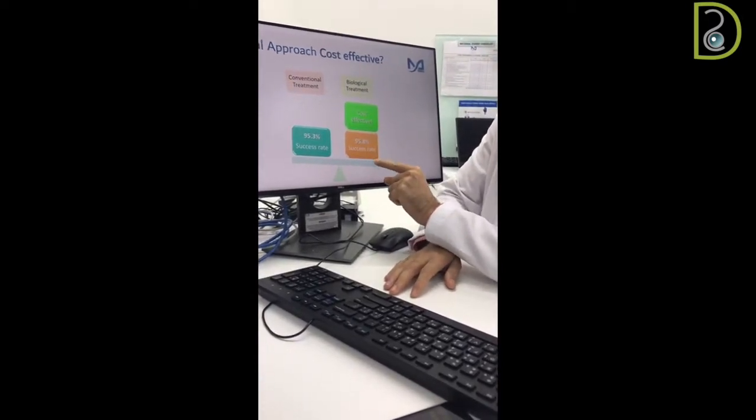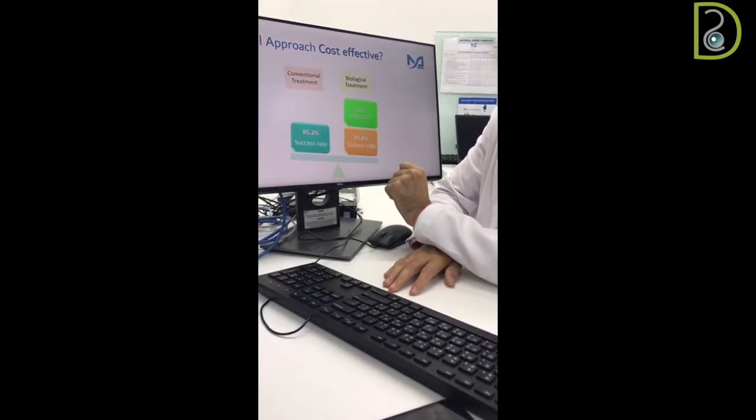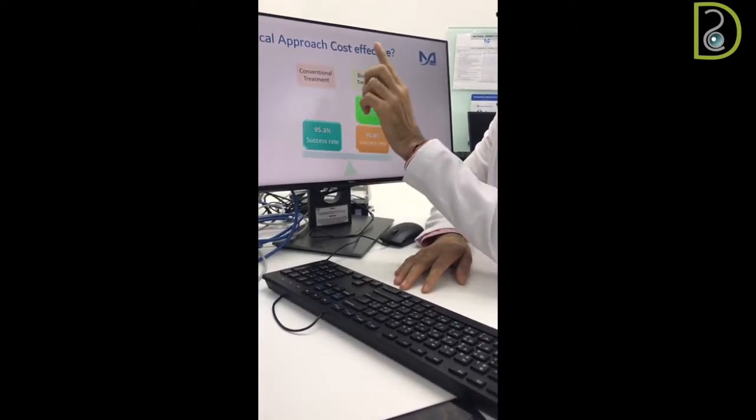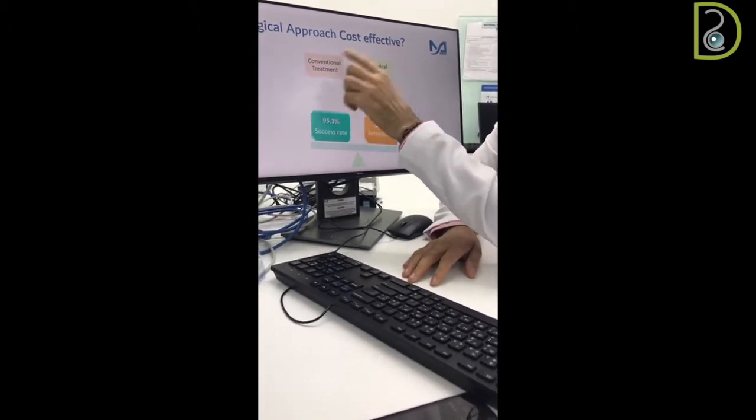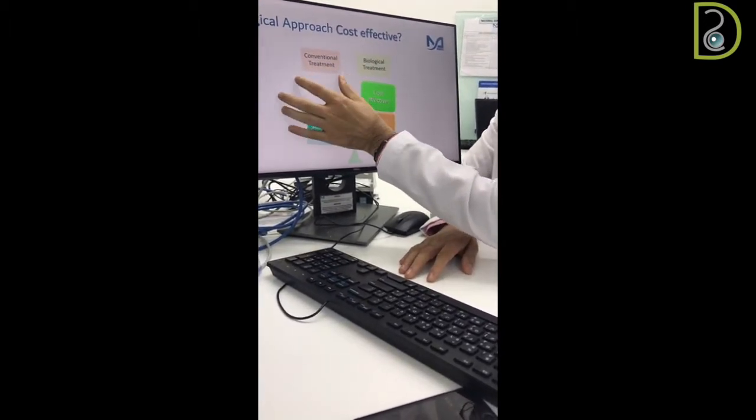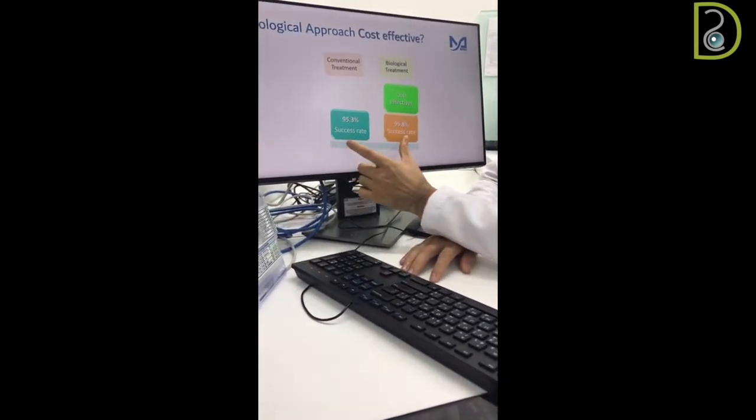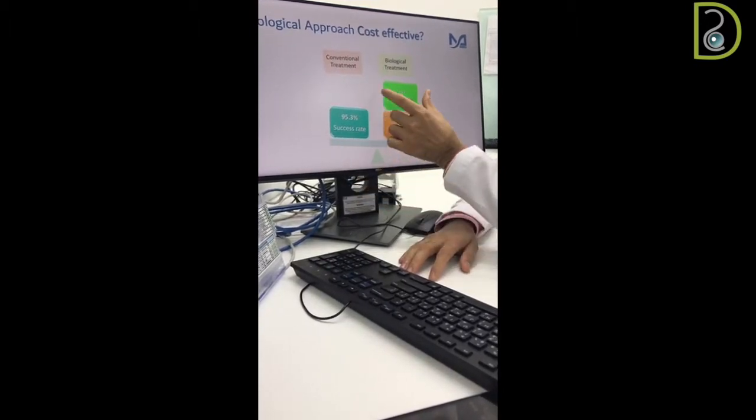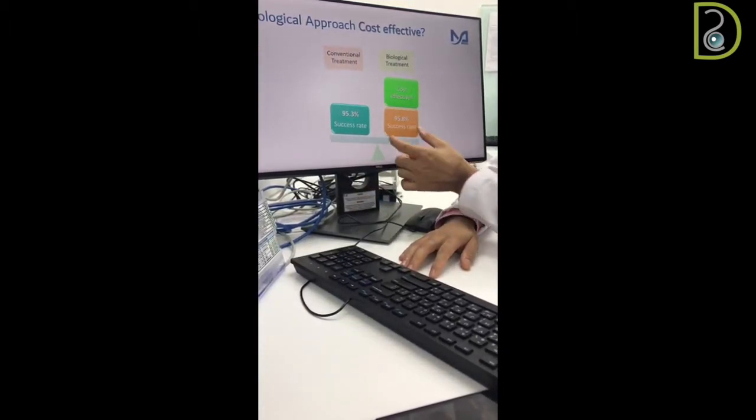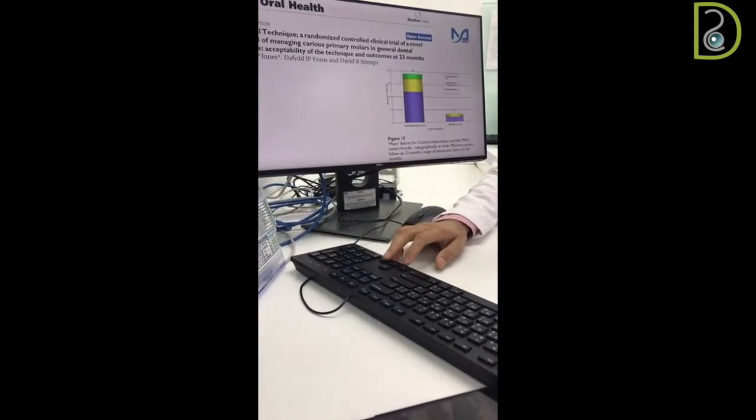The success rate of the biological arm was 95.8%, and for conventional treatment, which in this case was again a stainless steel crown, it was about the same. Both were stainless steel crowns. One was done with preparation, and in this case we have no preparation. So the success rates are almost equal, both around 95%. But the other thing about the Hall technique, or biological technique, is that it's more cost effective.